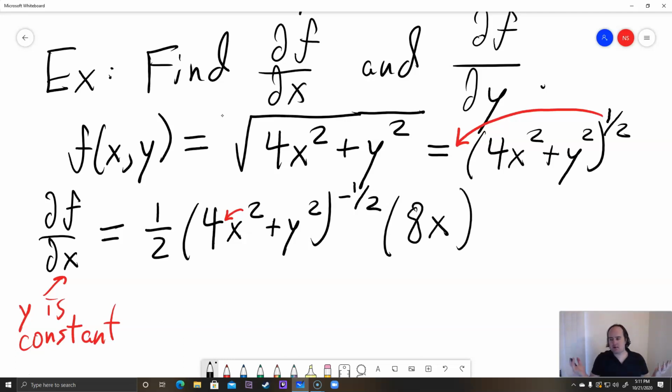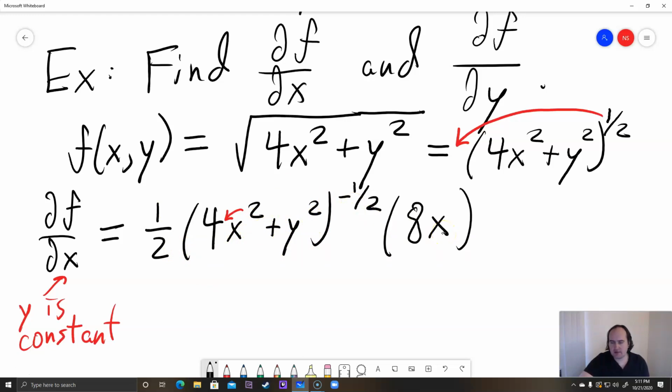And then what happened to the y squared? Well, like I said, y is a constant. So y squared is a constant. You square a constant, it's still a constant. So the derivative of any constant is 0. So that's why we just didn't write anything for this one, because that's 0. Okay, so we really have 1/2 times the quantity 4x squared plus y squared to the negative 1/2 times 8x.